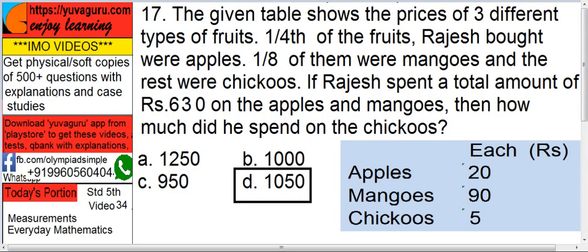So the answer is D. An important point to note is that the value of each apple, mango, and chikoo is of no use to you in this problem. Remember this.